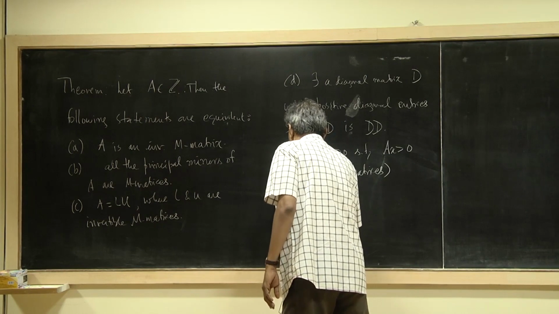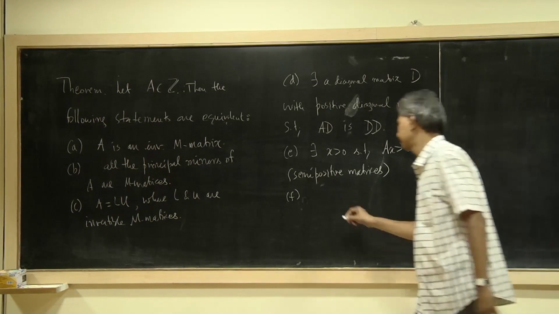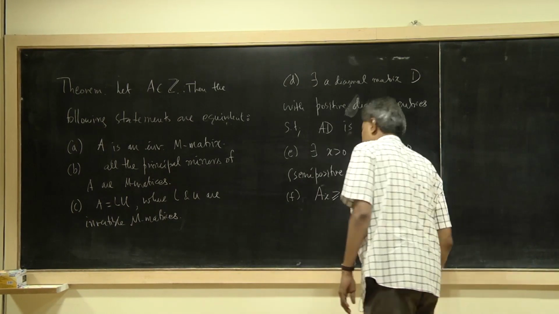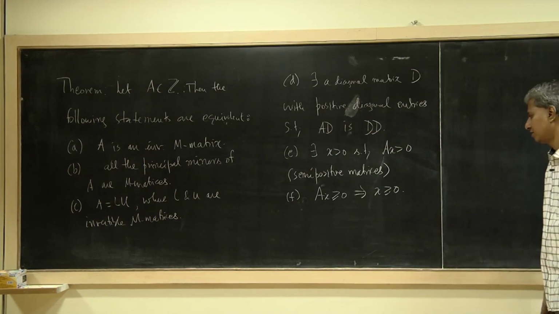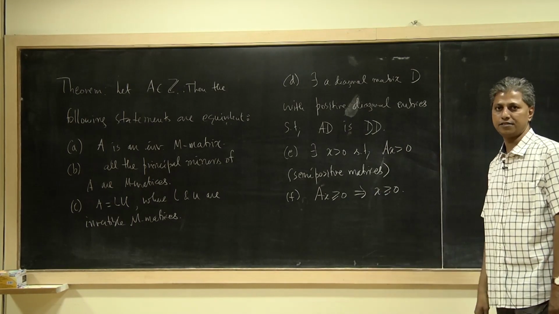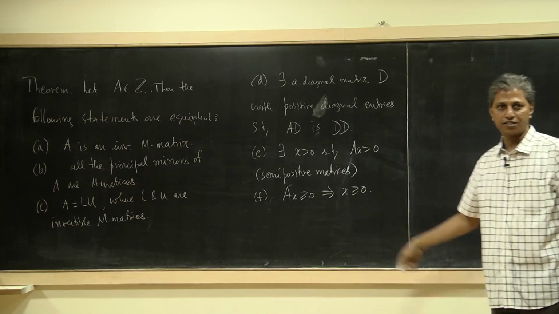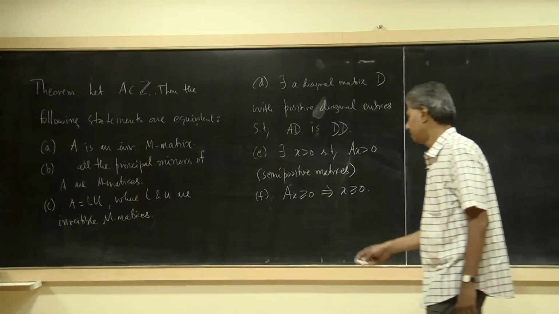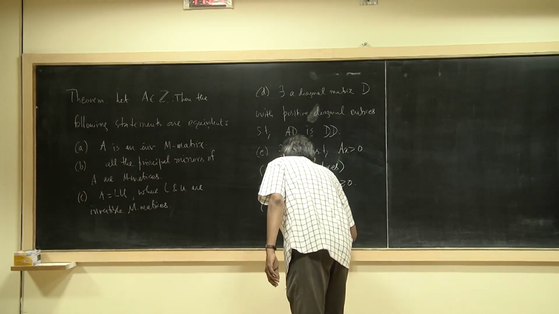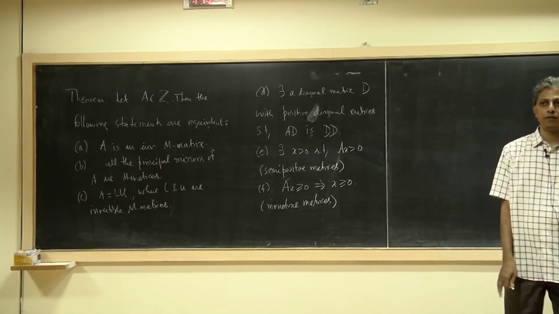This is condition E. See, condition E is a statement like there exists. Condition F is for every. That is, whenever Ax is non-negative, x is non-negative. For every x for which this happens, this must be true. So this is a for every statement, this is a there exists statement. Okay. Now matrices that satisfy this last condition are also much studied. They are called monotone matrices. Matrix A is said to be monotone if it satisfies this condition: Ax non-negative implies x non-negative.